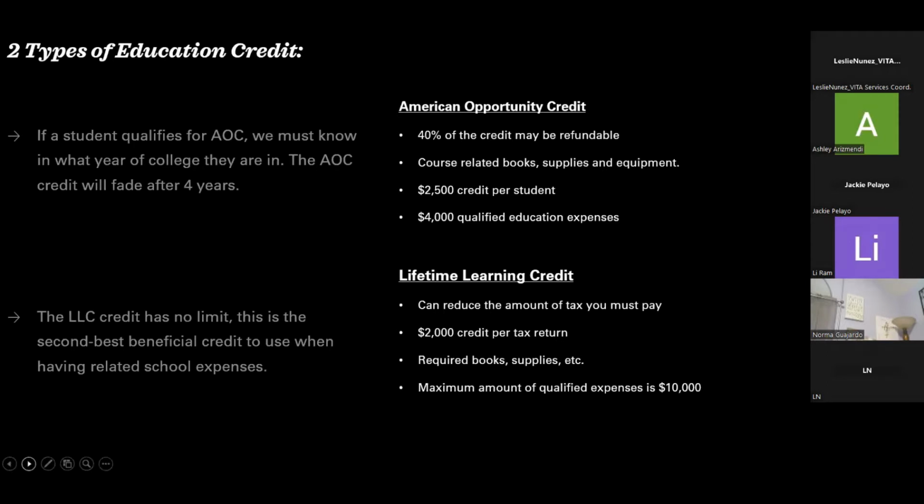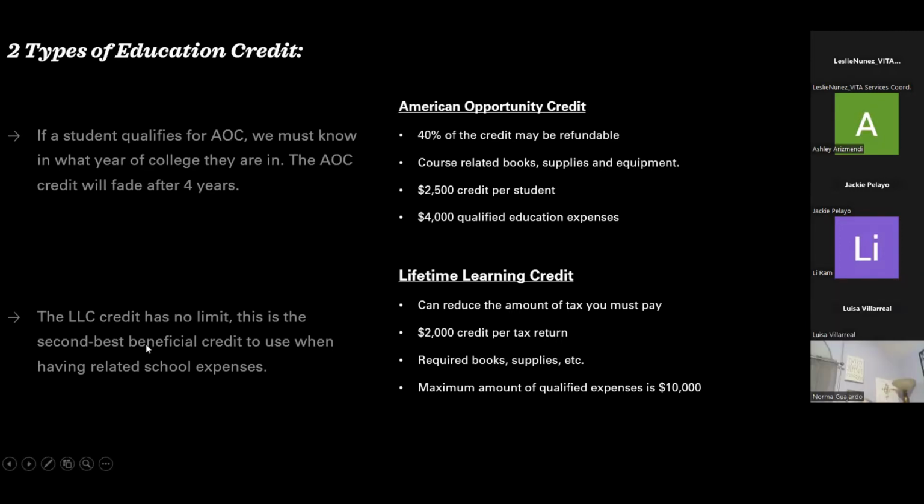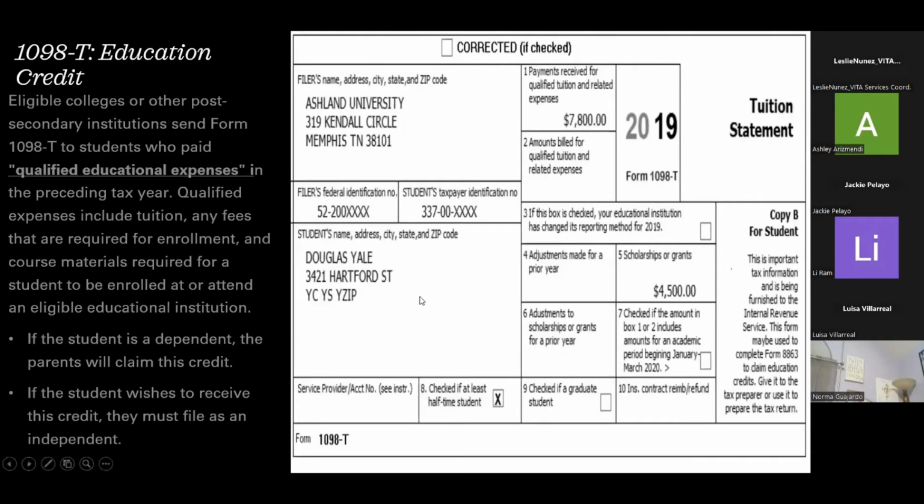Do y'all have any questions on the education credit? Because I forgot to ask if you had any questions for the SSA form or the 1099R form, retirement. Does anybody have questions? On this one, how do we know what they qualify for, like for the American credit or for the lifetime credit?